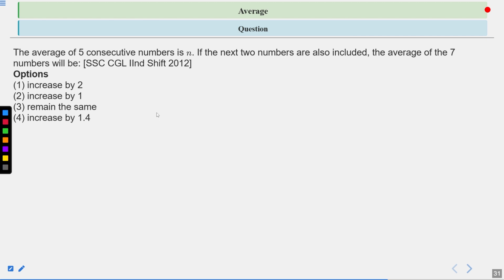The average of 5 consecutive numbers is n. If the next 2 numbers are also included, the average of 7 numbers will be. This question was asked in the SSC CGL exam in 2012, second shift. There are 4 options. First one is increased by 2. Second is increased by 1. Third is remains the same. Fourth one is increased by 1.4. Now you have 10 seconds to analyze the question. Your time starts now.